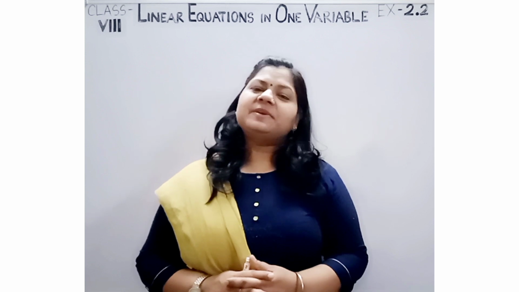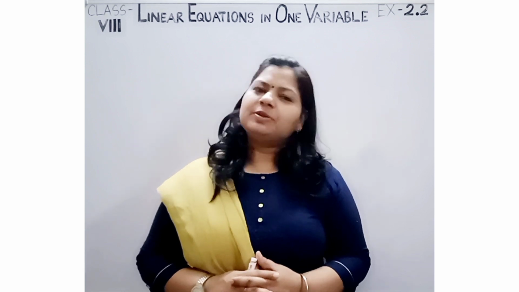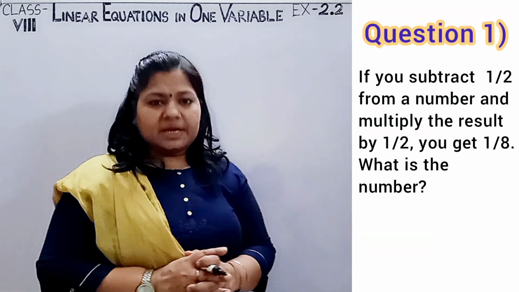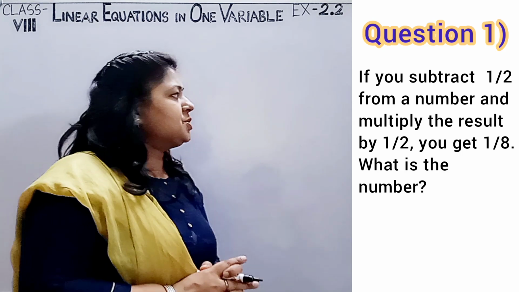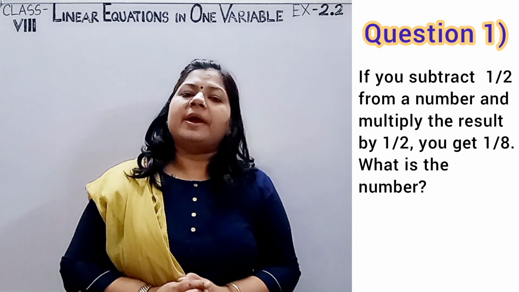This video has been specially made to cover exercise 2.2 of our NCERT book. So let's begin. Our question number 1. If you subtract 1 by 2 from a number and multiply the result by 1 by 2, you get 1 by 8. What is the number? So here we have to find out the number.